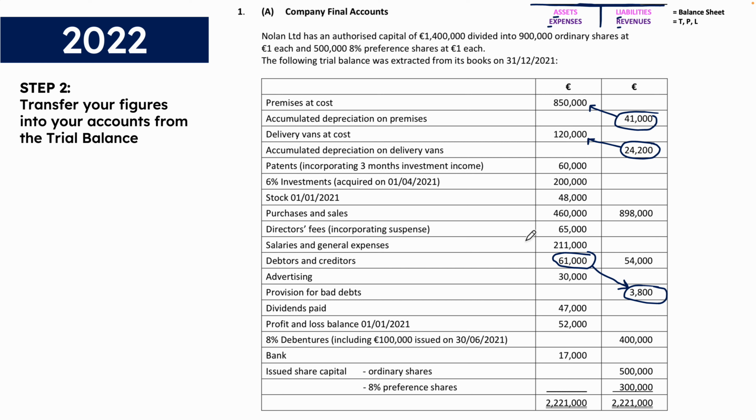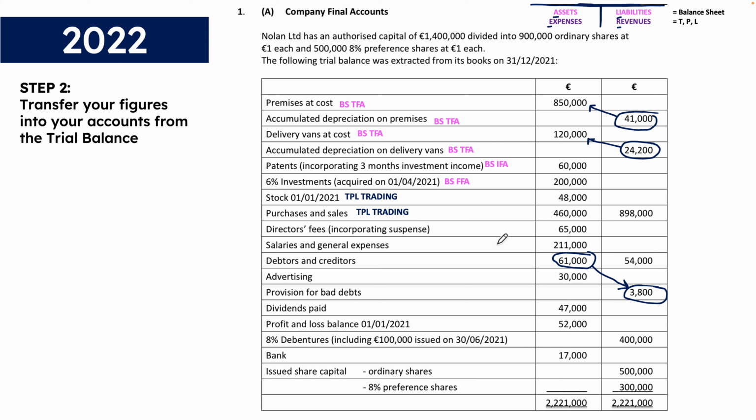So just going down through these then, we're going to see where everything is going to go. Premises and accumulated depreciation, delivery vans and the accumulated depreciation, they are all balance sheet TFA. The patents are intangible fixed assets. 6% investments, that is financial fixed assets. Opening stock in the first, 48,000, that's the TPL trading account. Likewise with the purchases and sales, TPL trading account.